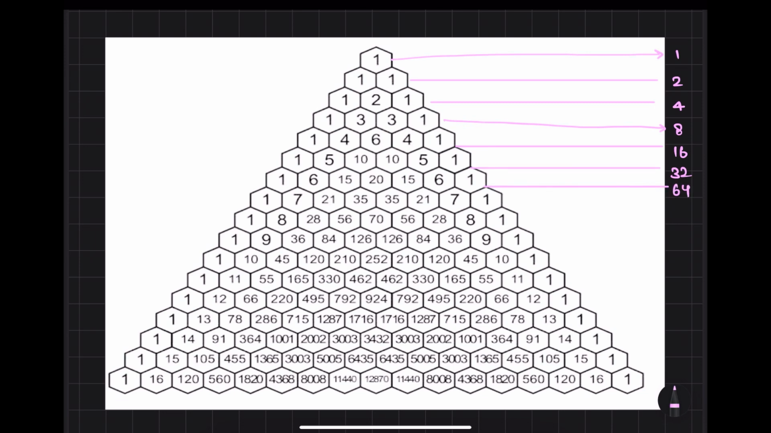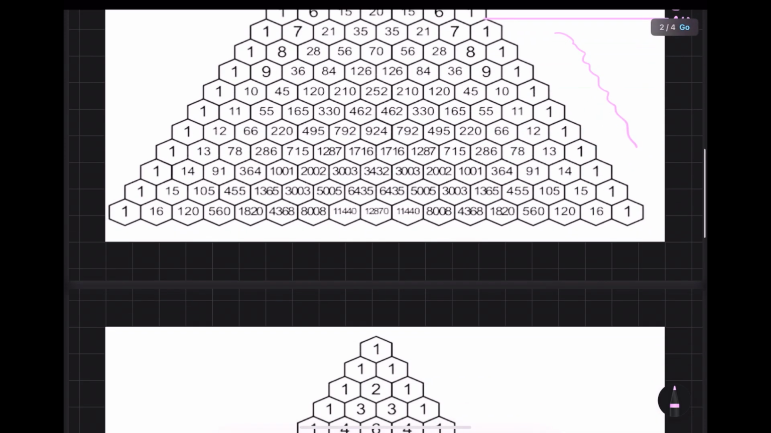Okay, so this will keep on going, and look at the terms. It is 1, 2, 4, 8, 16, 32. Did you observe this series? Yes, it is powers of 2. So because of this Pascal triangle, you can also find out the powers of 2. Okay, I hope this idea is clear.